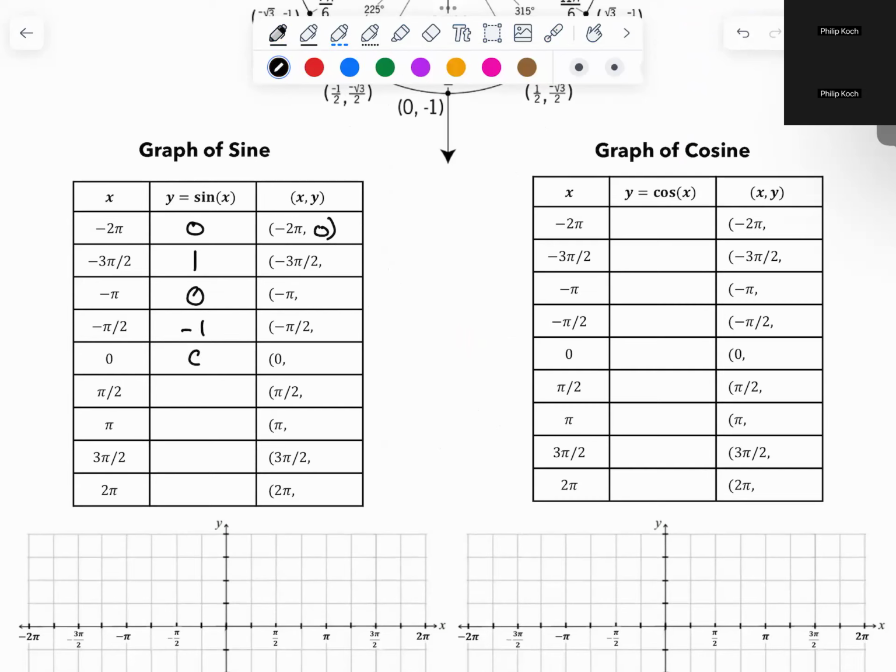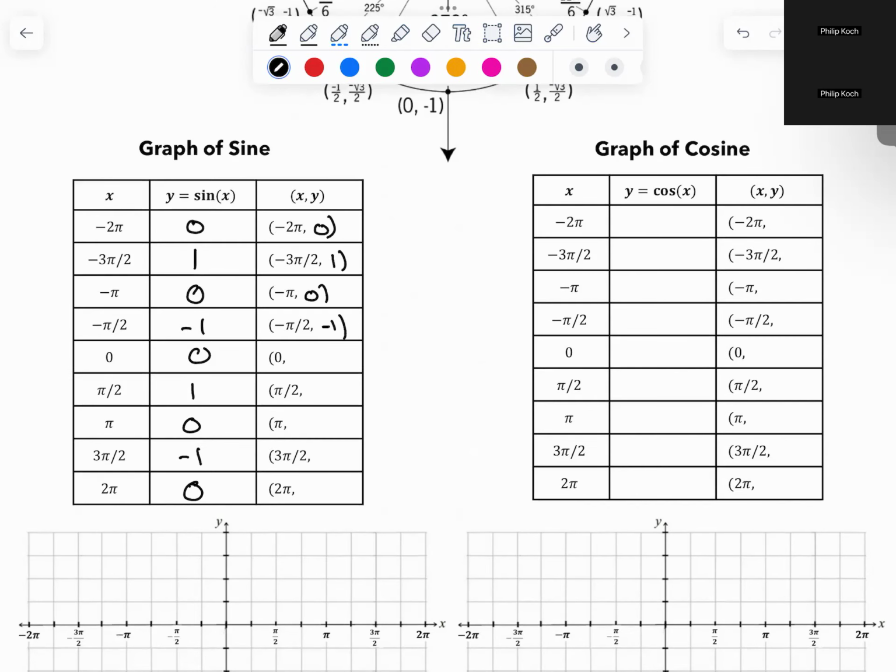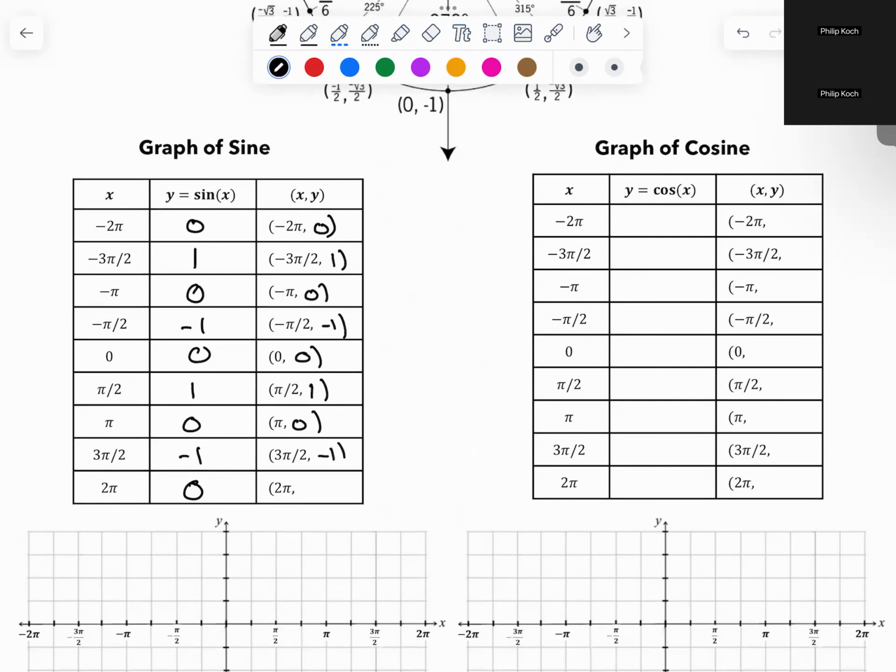Then 0. And then pi over 2 would be 1. Then pi would be 0. 3 pi over 2 would be negative 1. And then 2 pi would be 0. So just fill in the points then. That's interesting. It just keeps oscillating, just keeps repeating itself over and over again. Just keeps going from 0, 1, 0, negative 1, and so on and so forth.